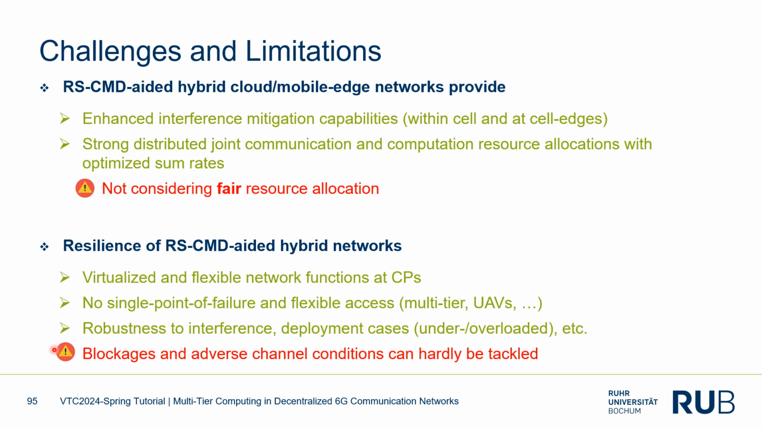What we cannot tackle with this is that some users might have blockages or adverse channel conditions, which can hardly be tackled by using such a rate splitting scheme only. To further motivate the next section, we can switch to a different objective which considers fairness, and we can consider device cooperation within the network.